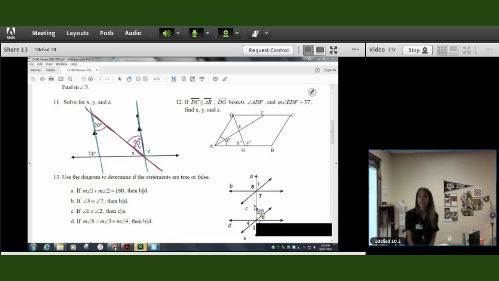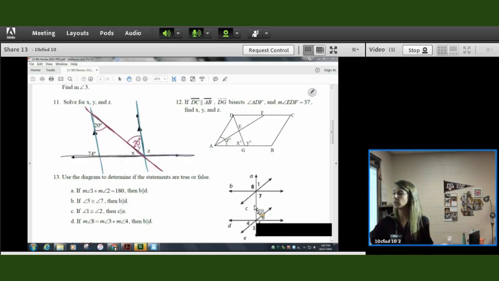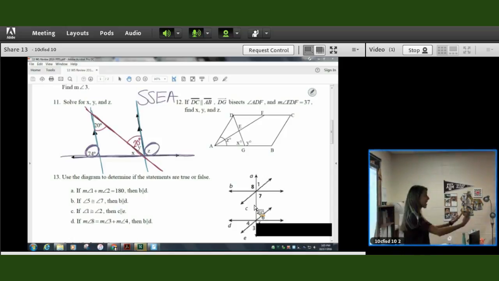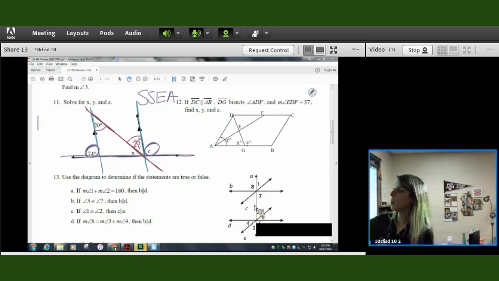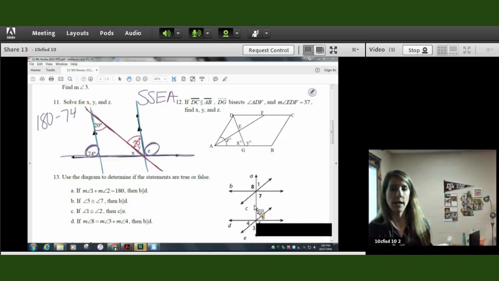You don't have to do it this way, but I want to do it this way because I want you to learn your theorems. Here's your other transversal. This angle and Z. What is the vocab word for those two angles? Same side exterior angles. That's our finesse. So they are supplementary. So to find Z, everyone's doing 180 minus 74.